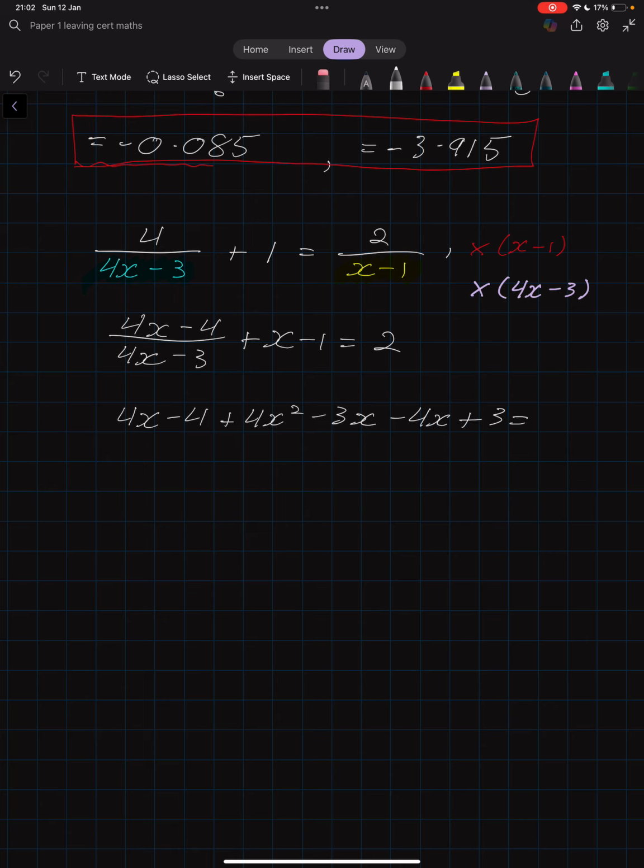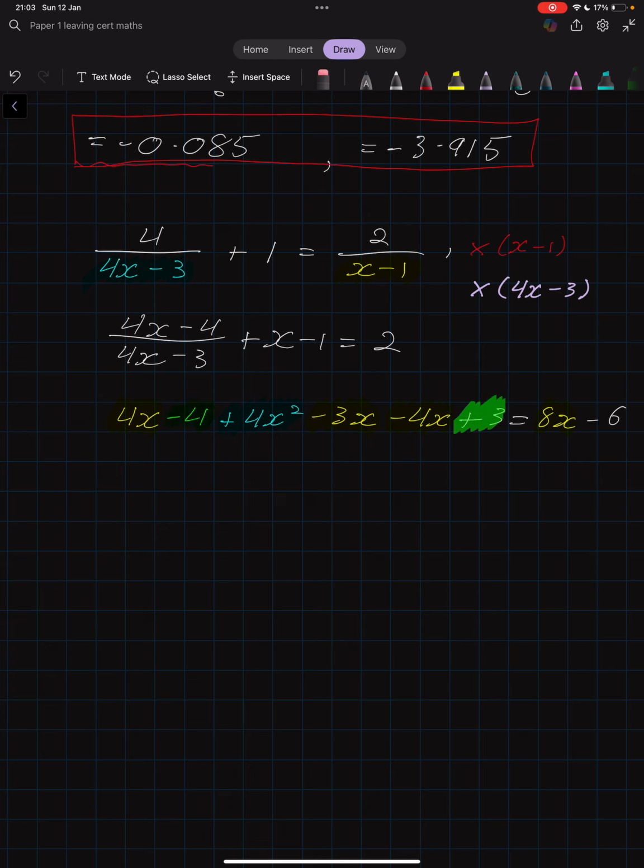Okay? So now, the only x squared term I have is this. This term has 1x. This term has 1x. This term has 1x. And this term also has an x. Okay? This term is a constant. This term is a constant. And this term is a constant. Okay, so I'm going to add those together.